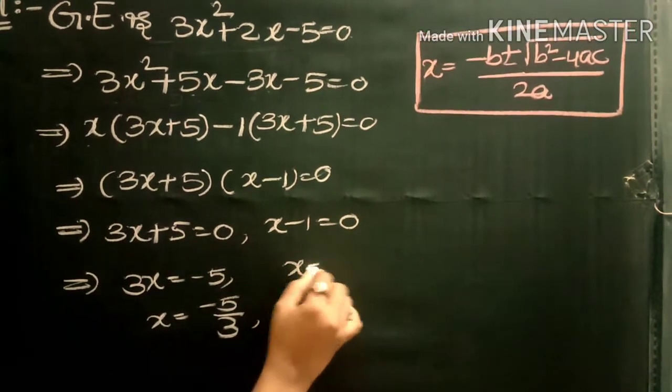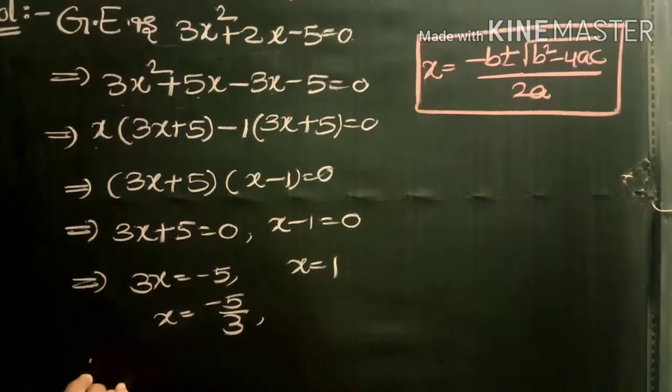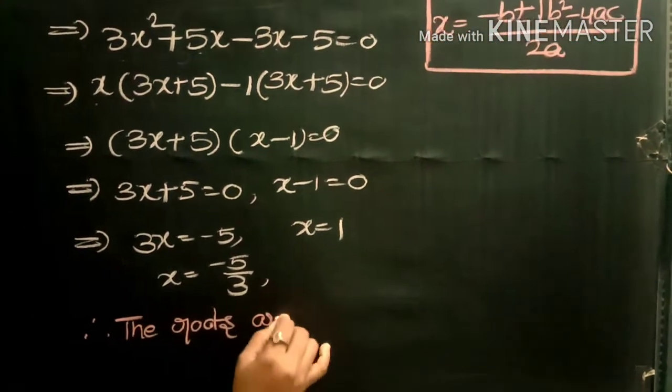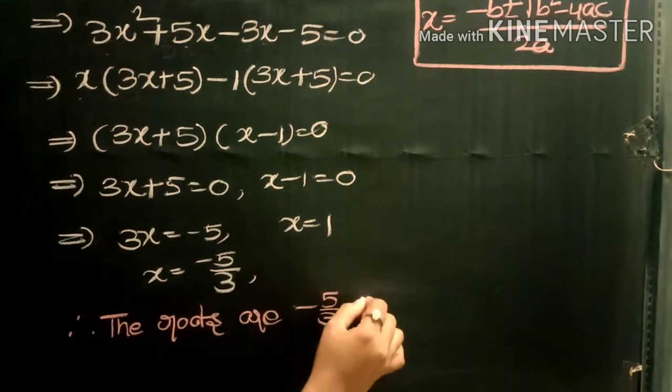And here in this case x is equal to 1. Therefore the roots are minus 5 by 3 comma 1. That's all.